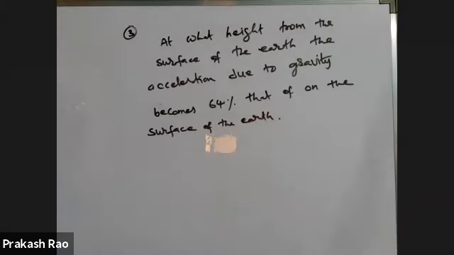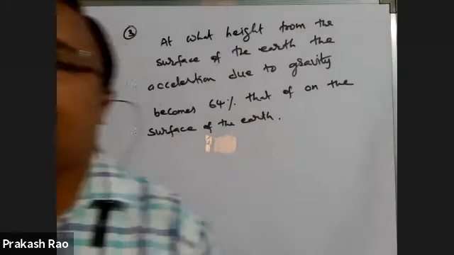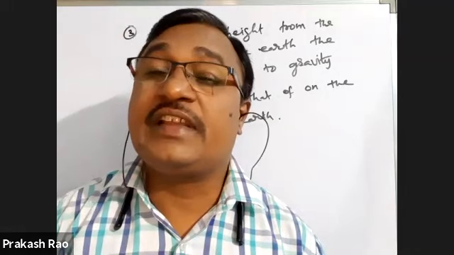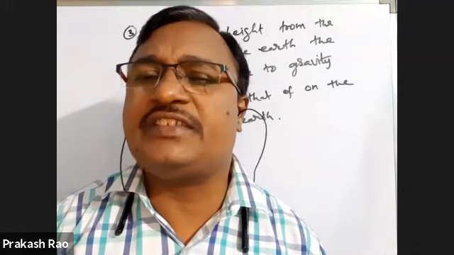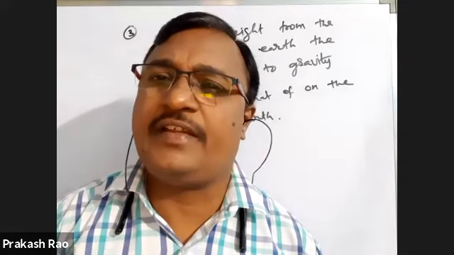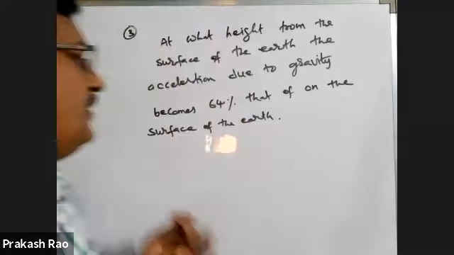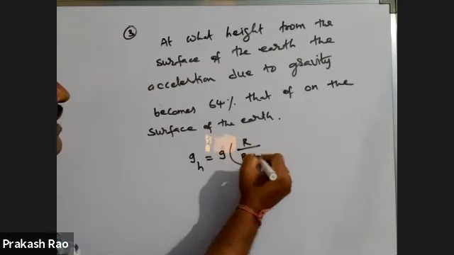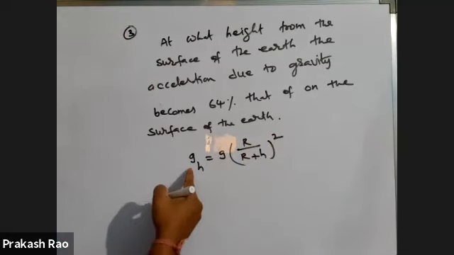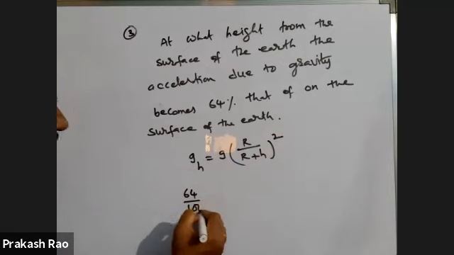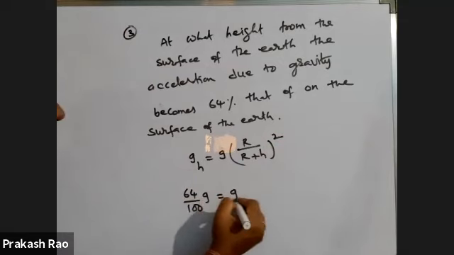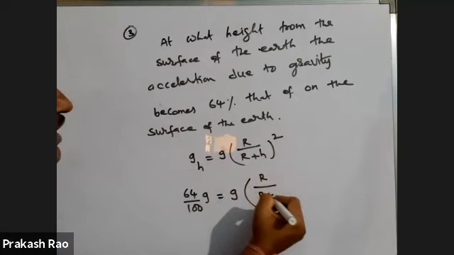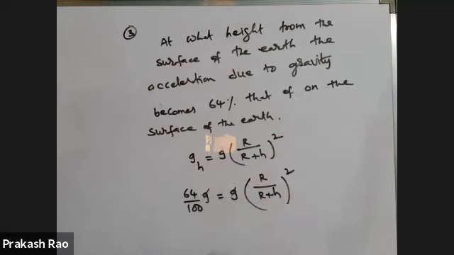At what height from the surface of the earth the acceleration due to gravity becomes 64% that of on the surface of the earth? Gravity on the earth is g. Gravity at some height is 64% of this. 64% means 64 by 100. So you can write g_h is equal to g into R by R plus H whole square. Here g_h is given as 64% of the gravity on the earth. Here also g, and this g and g cancel.